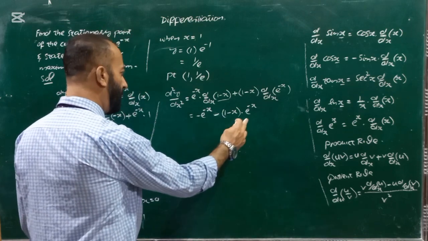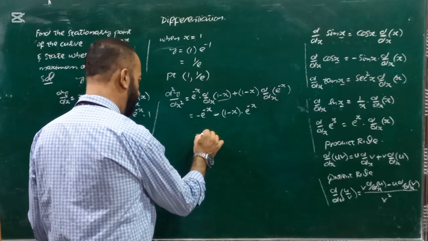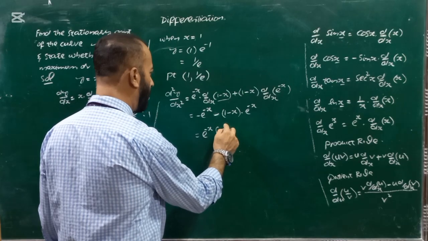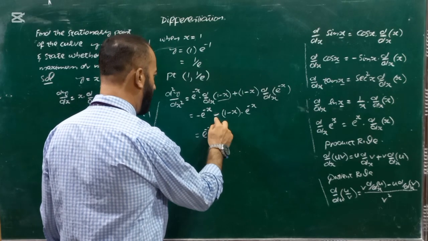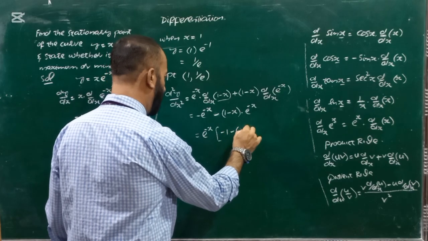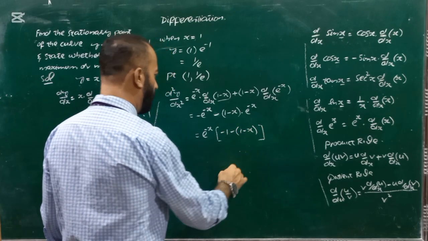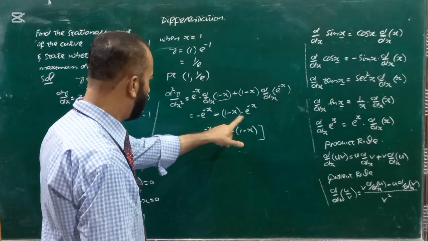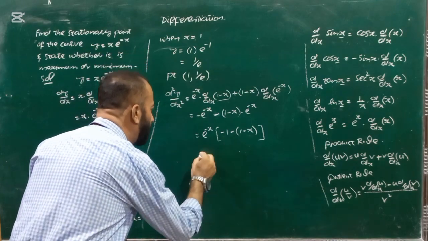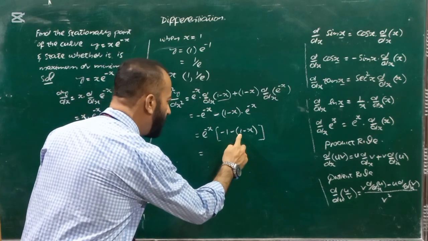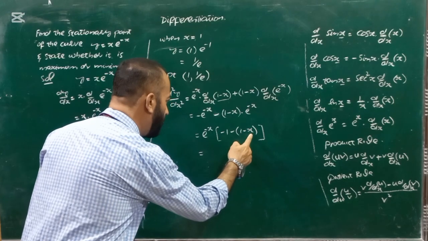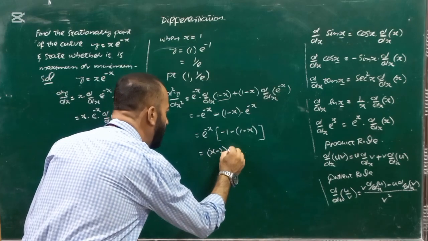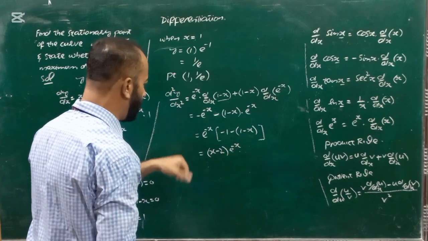Okay, at this step you may take e raised to power minus x common, and remainder will be minus 1 minus 1 minus x. Okay, e raised to power minus x is taken common. So from here remainder will be minus 1 minus 1 minus x. Okay, opening this bracket, so minus 1 plus x, so that will become x minus 2. So x minus 2 into e raised to power minus x. So this is the second differential.